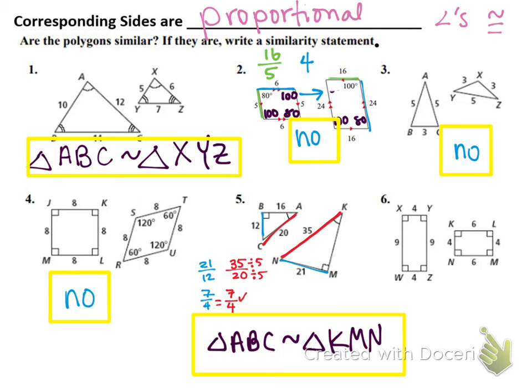All right, good. Number 6, they're both rectangles, so the angles are congruent. What does 4 correspond with on the other rectangle? 4. So what would the scale factor be? It would be 1. Is the scale factor the same for 9 and 6? No. This is a no.